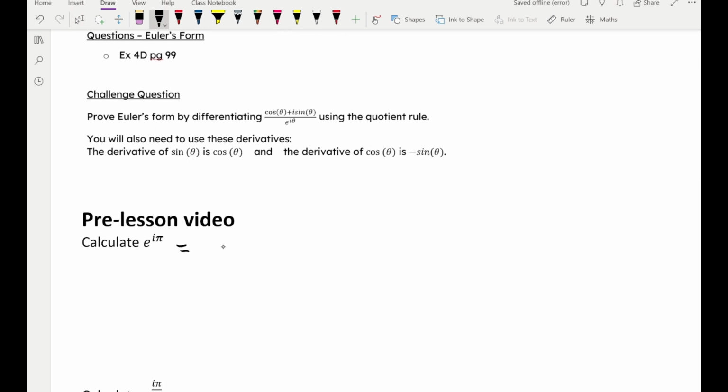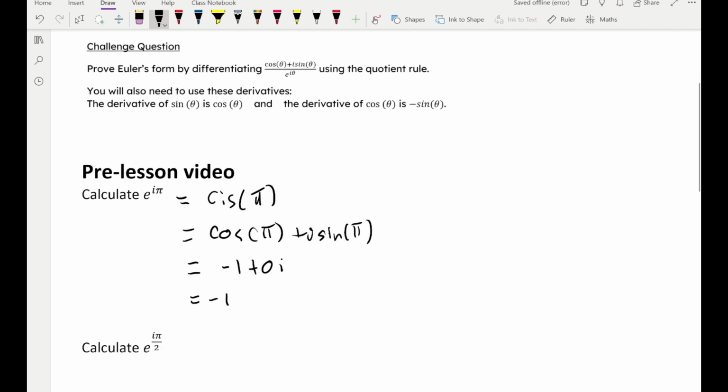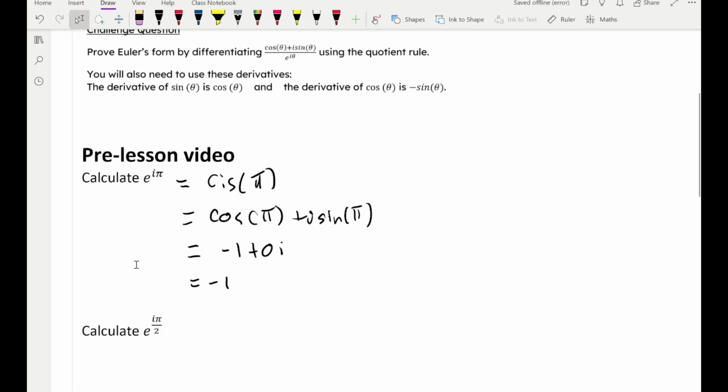e to the i pi is the same as if I wrote cis of pi, basically, which is going to be cos of pi plus i sine of pi. And then if you want to use your unit circle, cos of pi is -1 and then plus 0i, so it's -1. So the really cool thing there is that e to the i pi equals -1. And often you'll see it with the minus on that bit instead.